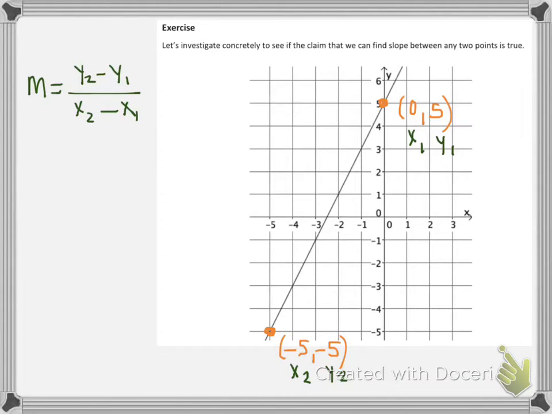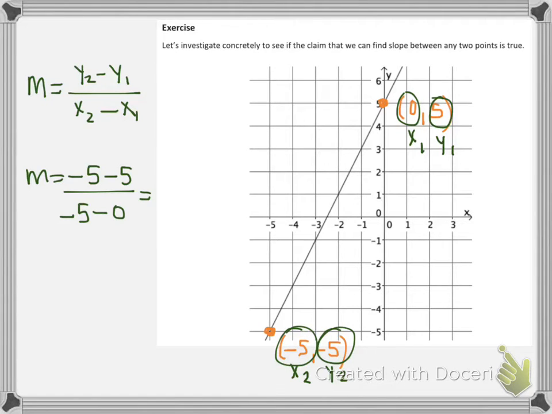So, substitution. Slope equals, well, y2 is right here, it's a -5. So -5 minus my y1, which is 5, over my x2, which is -5, minus my x1, which is 0. So we get -5 minus 5, which is -10, over -5 minus 0, which is -5. Negative divided by negative is a positive, and 10 divided by 5 is 2. The slope is 2.